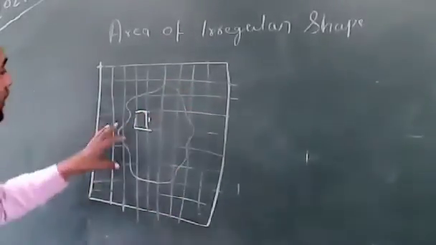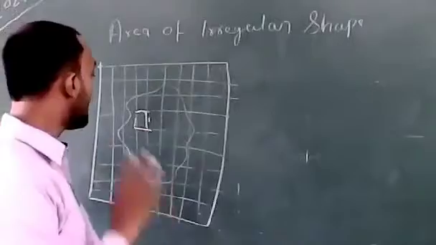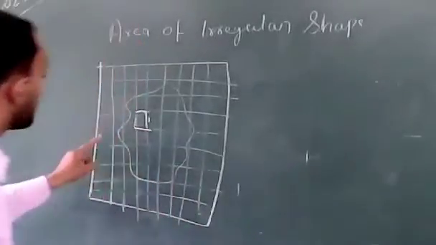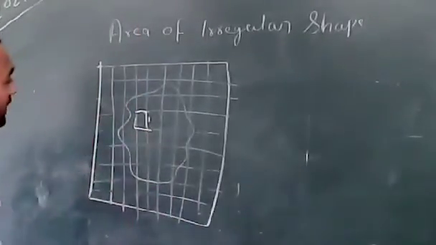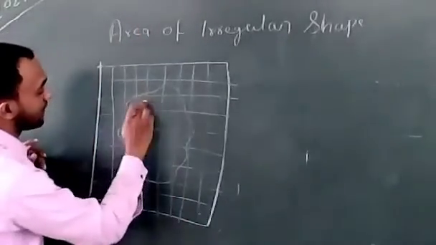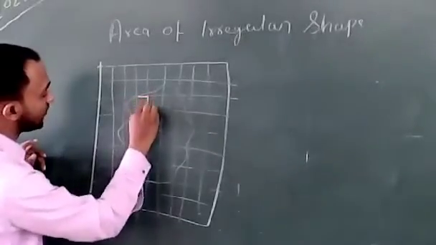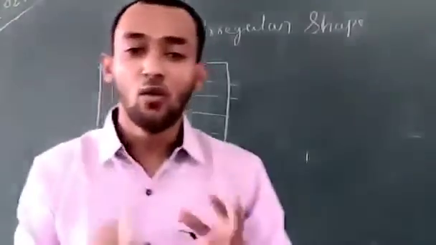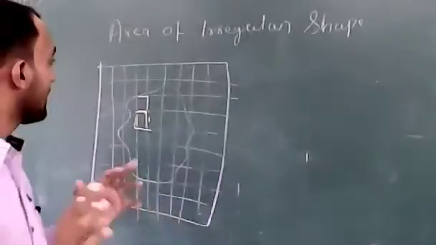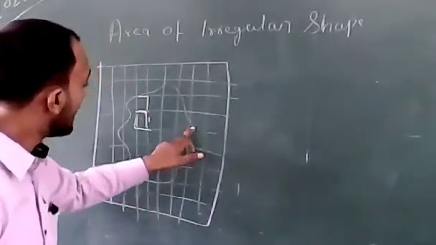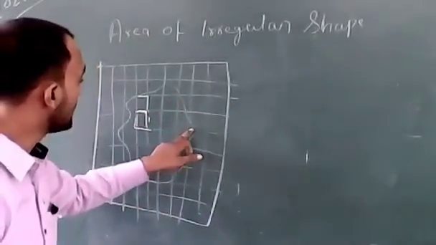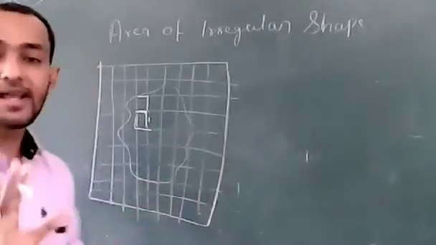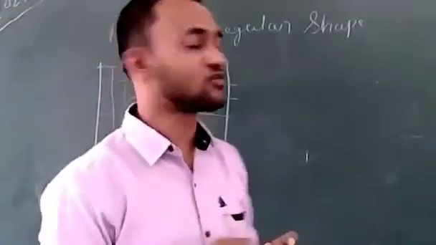Okay, and for calculating its area, we have to count the number of squares it covers. If it covers a whole square, here it covers a whole square, here it covers a whole square, so we will take the whole 1 centimeter square. If the leaf covers the boxes partially, we will take the value half centimeter square.